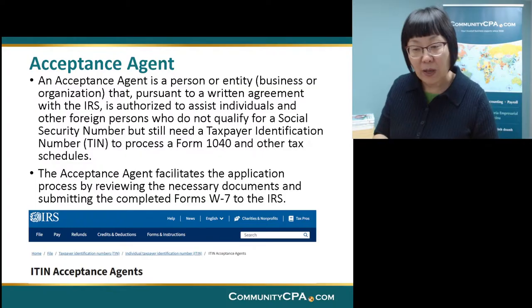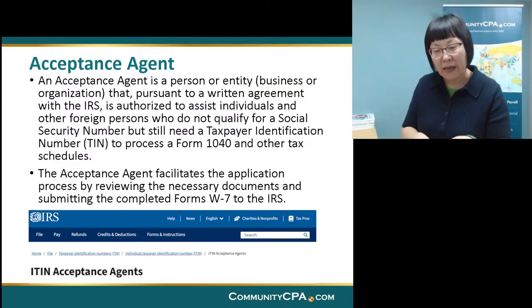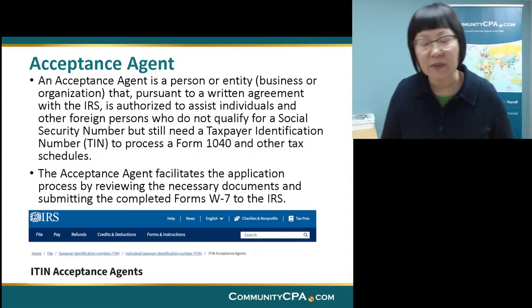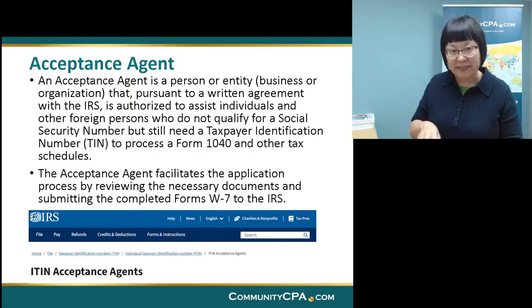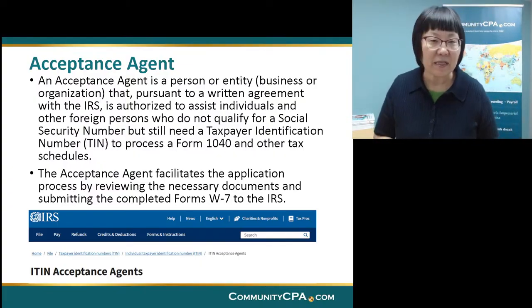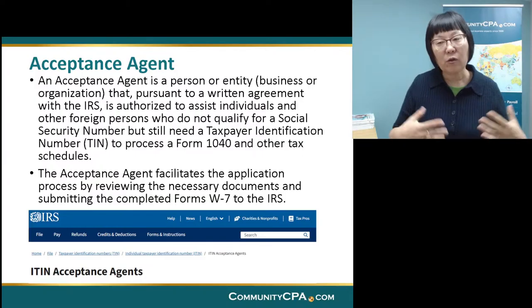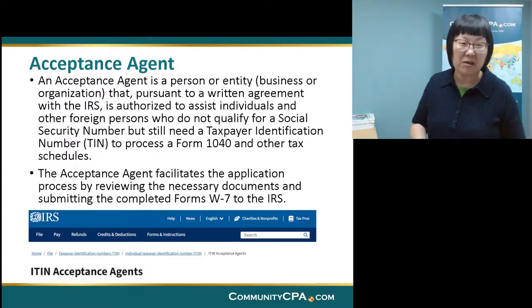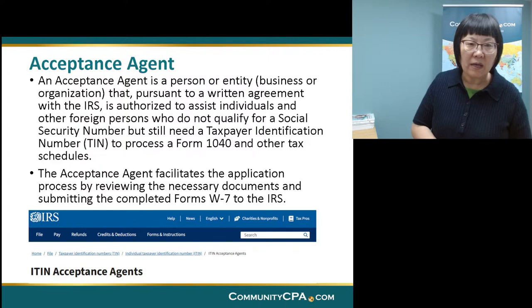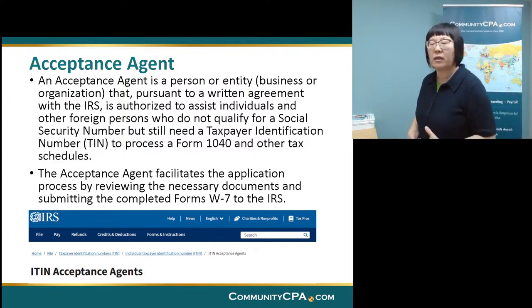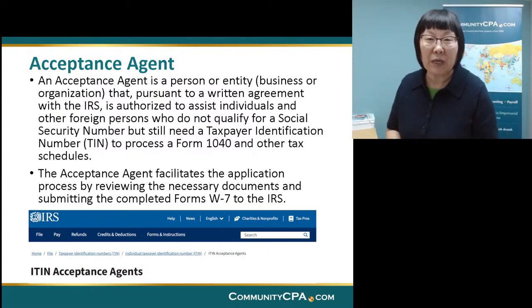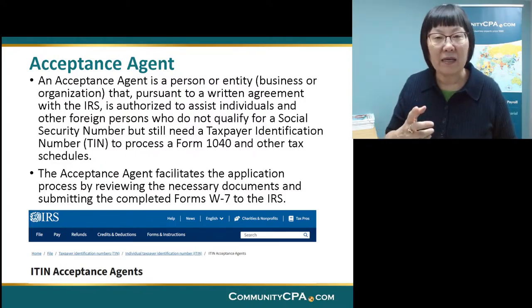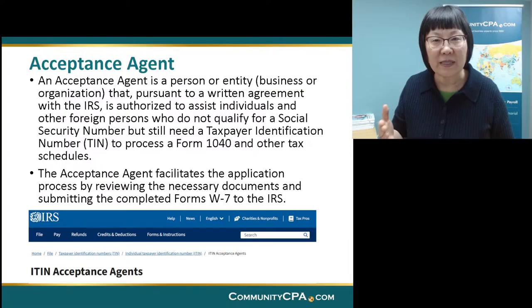This is the IRS website. You go to irs.gov and look for ITIN acceptance agents. When you come here, you put in your postcode or your city, and they will give you the acceptance agents in your area. If you look up Community CPA, we are one of those, and there are a lot of them. So it is not like we're the only one. You can get a lot of people to do that for you. But just make sure, that way you don't have to be worried about losing your passport or something like that, right?